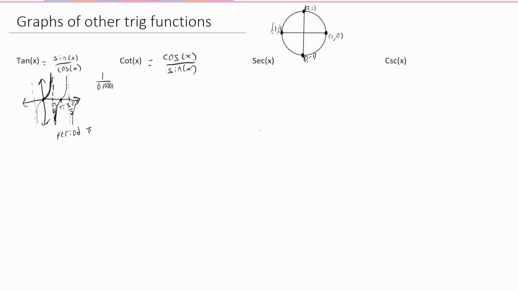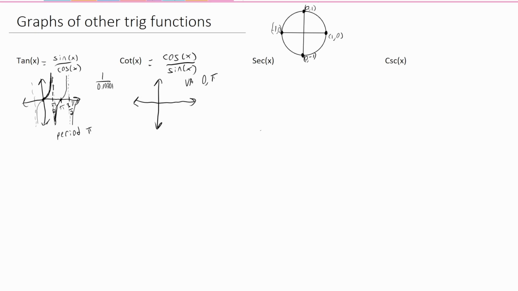So sine is 0 at 0 and at pi. So that's when the y value is 0. So our vertical asymptotes here, instead of being at pi over 2 and 3 pi over 2, now our vertical asymptotes are going to occur at 0, pi, 2 pi, and any repeated cycle of this.